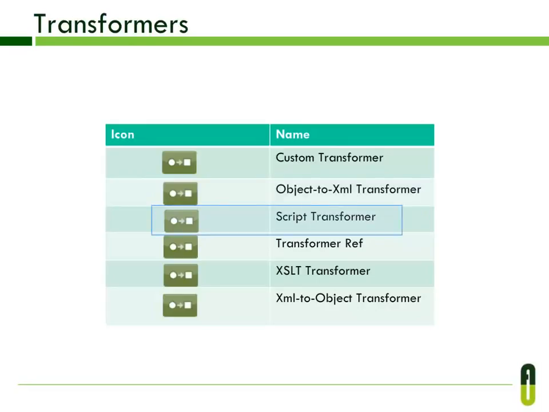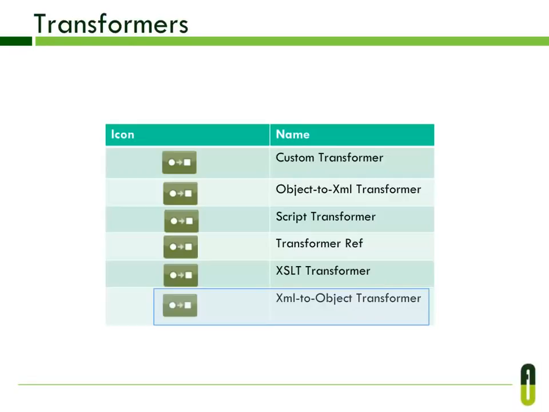Script transformer. This transformer is used as a script to transform the payload. Transformer ref. This transformer is used to reference a global transformer. XSLT transformer. This transformer is used to transform XML using XSLT. XML to object transformer. This transformer is used to convert XML to Java Bean graphs using stream.